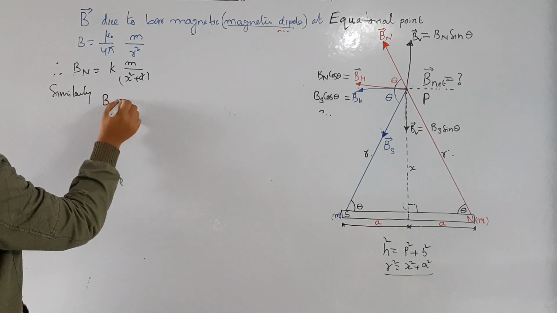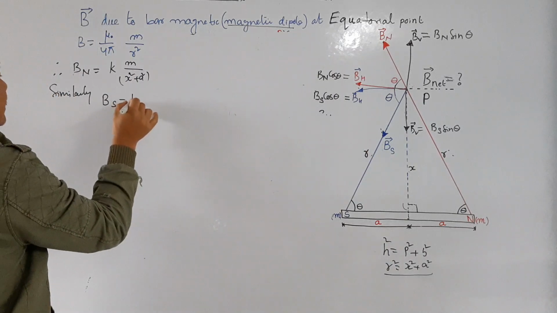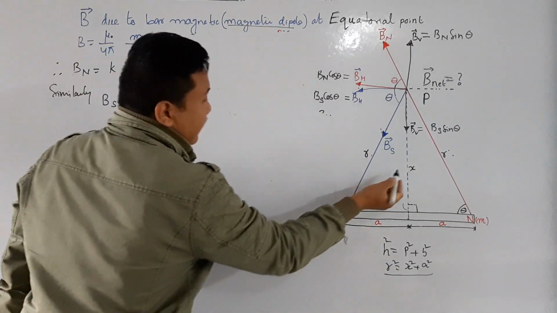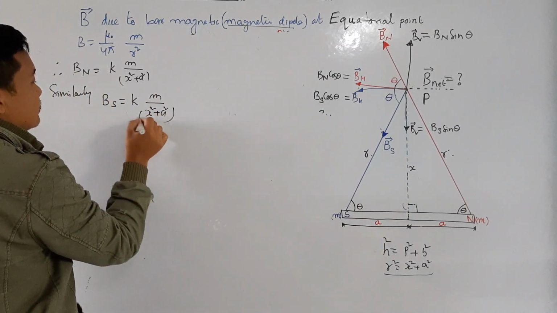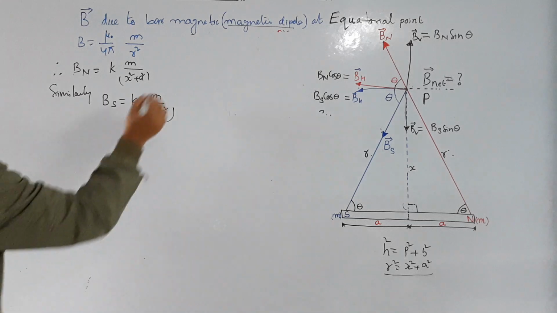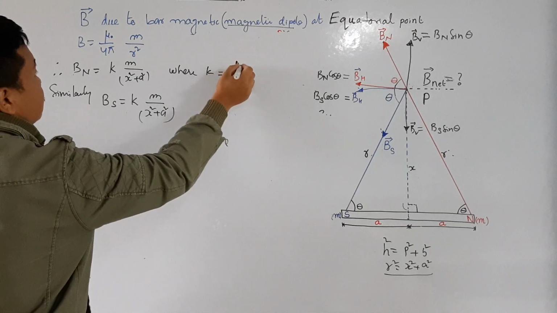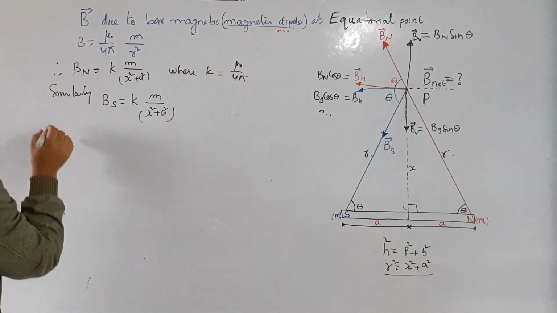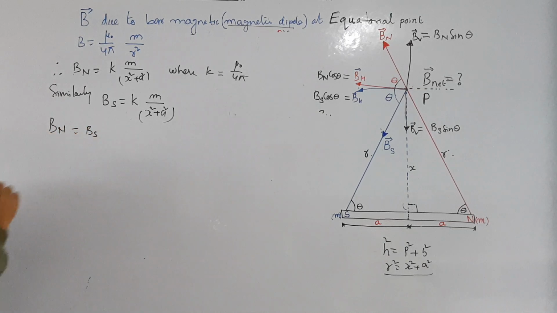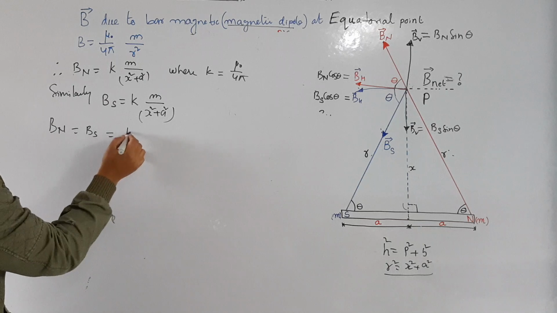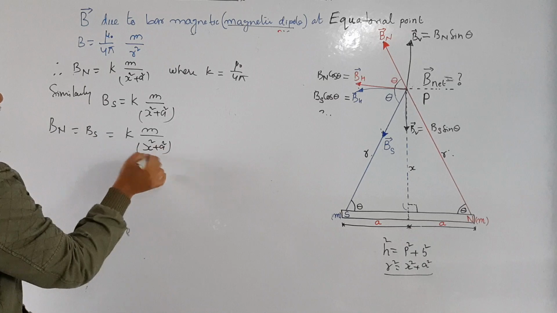Bs is equal to, again this is same. This is r. So I will write k m divided by x square plus a square. Same thing. x square plus a square. Now if you see here, where k is equal to mu naught by 4 pi. Now if you see here Bn is equal to Bs, isn't it? This and this are same, which is equal to k m divided by x square plus a square.